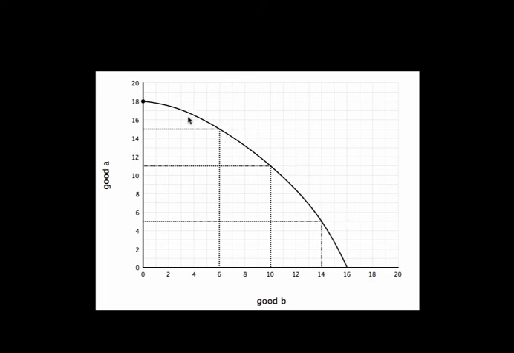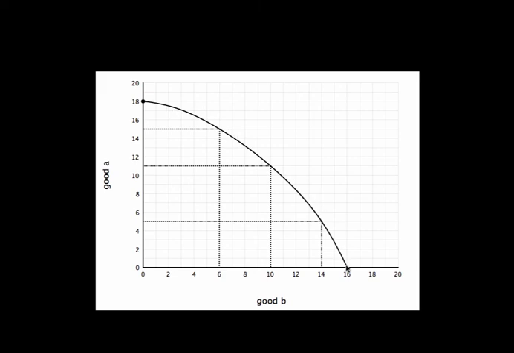So here, the last move that I have is giving up the last 6 units of B, and I'm only going to get 3 more units of A, right? So it's getting more and more costly to produce good A in terms of good B, right? The opportunity cost is increasing in the production of A. So that's basically the idea behind this model.